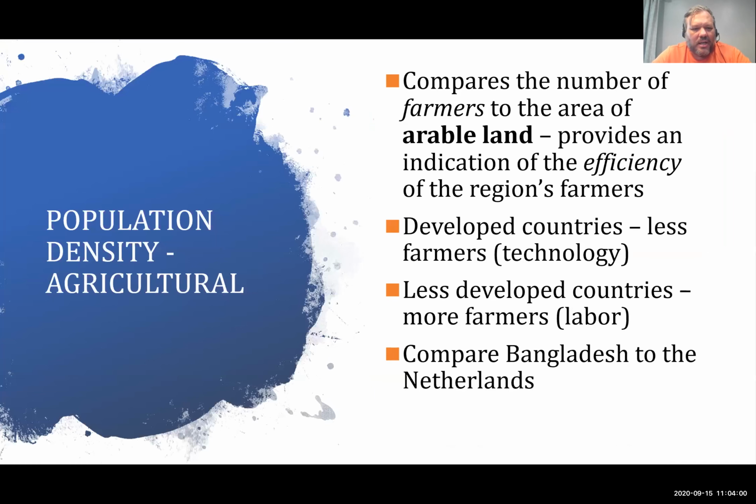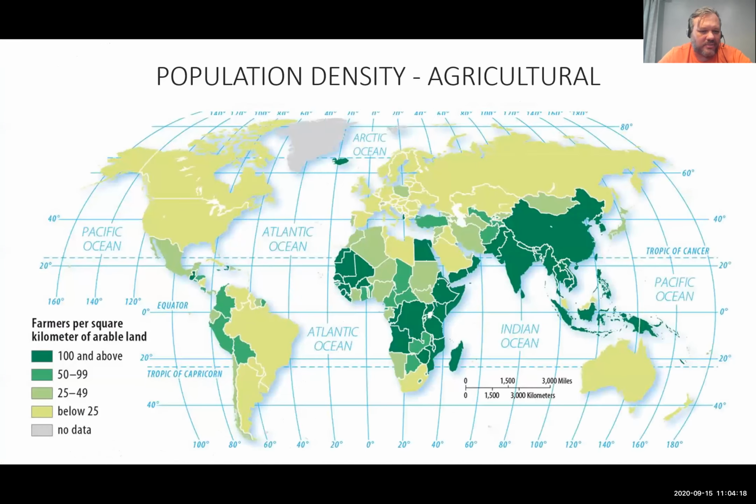The last one is what they call agricultural density. Again, we're looking at arable land, and agricultural density says how many farmers there are per square mile or per square kilometer of arable land. Lower here is generally considered better.